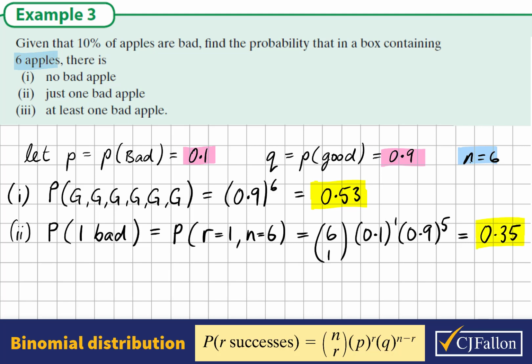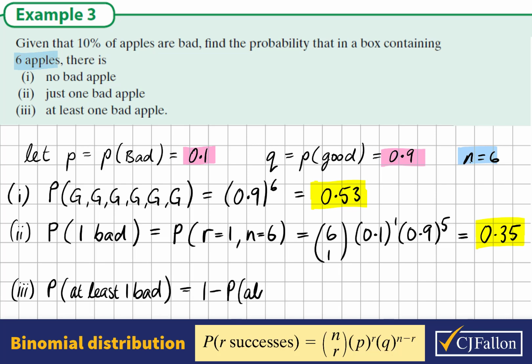In the last part, we're asked to figure out the probability that there's at least 1 bad apple. There are many options for this. It could be 1 bad apple, 2 bad apples, 3 bad apples, 4, 5, 6 bad apples. So the quicker way, rather than figuring out all of these and adding them together, would be to figure out the opposite. Figure out the probability that they're all good and subtract that from 1, because they're either all good or at least one of them is bad.